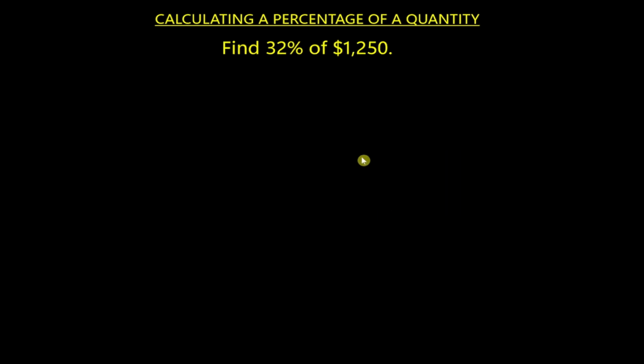Let's also consider this one. Find 32% of $1,250. First of all, 32% is expressed as a fraction as 32 over 100. Then we multiply it by the number. Over here, we can ignore the dollar sign, and then in our final answer, we bring it back. So over here too, this 0 cancels this 0.